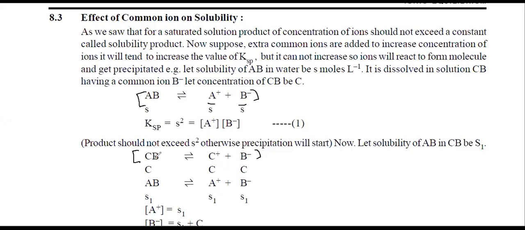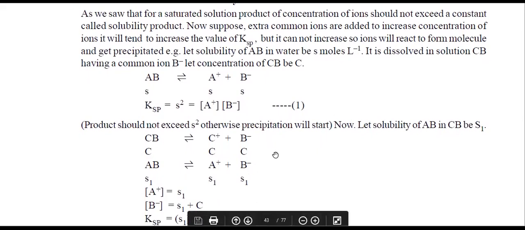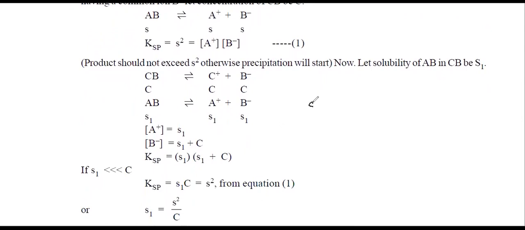Now this is your strong salt which will dissociate completely. So it will have C. So what is the new concentration? Just remember this using alpha, alpha dash. So now the new concentration of B minus is alpha dash plus C. Now I can say that in this case, since S1 is very less than C, it can be ignored. So we will have KSP as S1 into C.